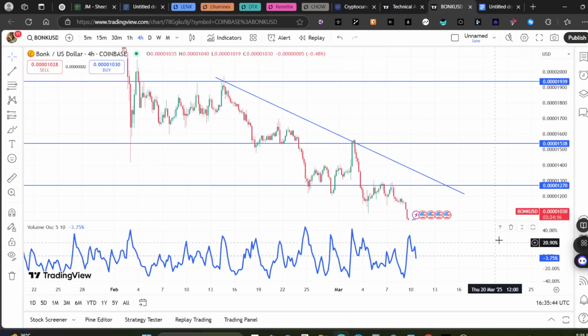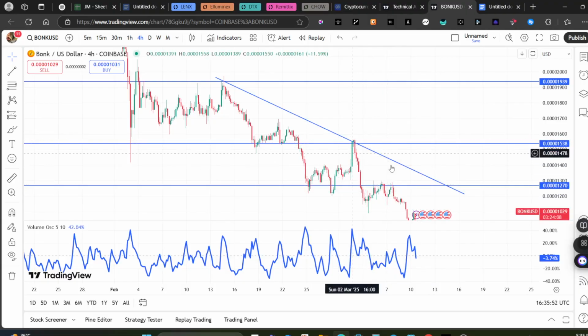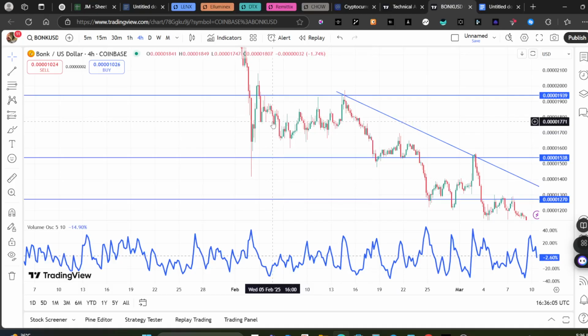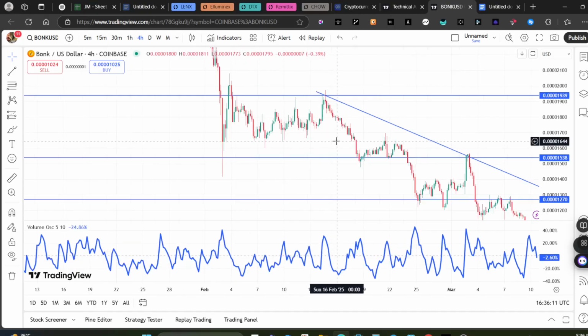Sorry about that. You should always check price structure and key levels. It is important. Check price structure and also check key levels. It is very necessary. The second mistake is ignoring market context. A rising volume oscillator in a choppy or ranging market does not mean a trend is forming. So you have to look at the bigger picture. Ensure that you look at the bigger picture.